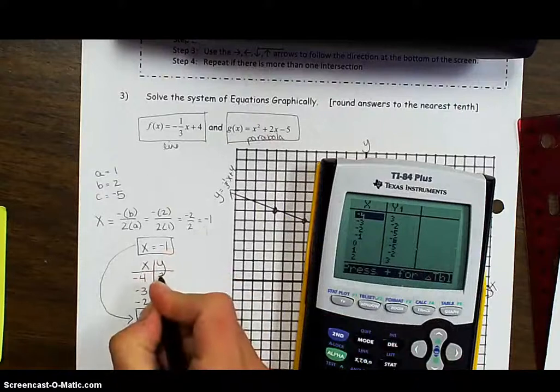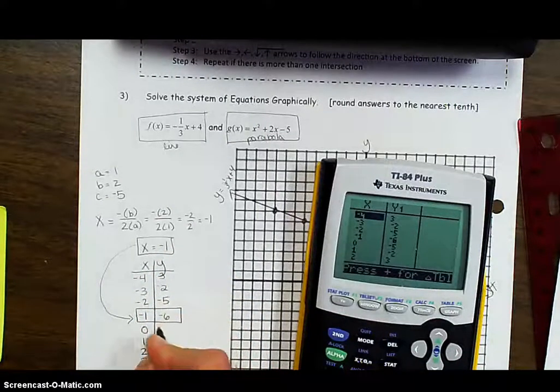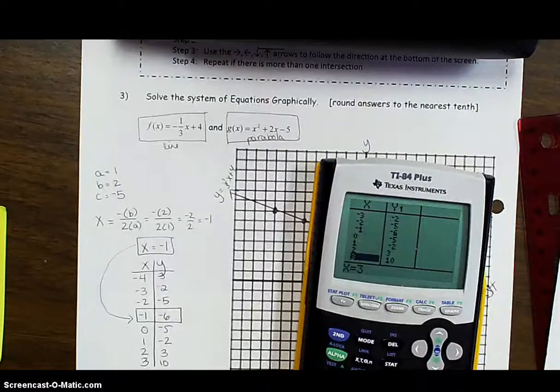So here we have 3, negative 2, negative 5, nope, and I put an extra point at the bottom, which is okay. So 3 would be 10.